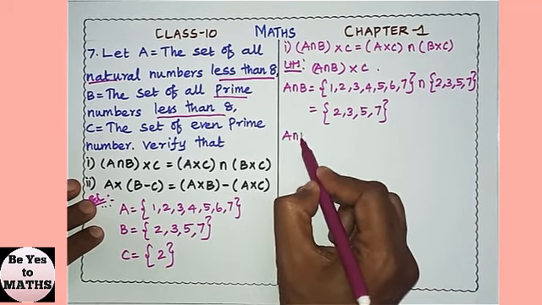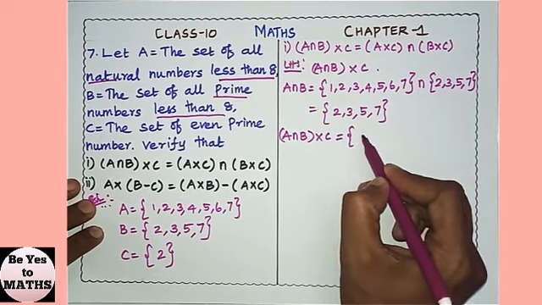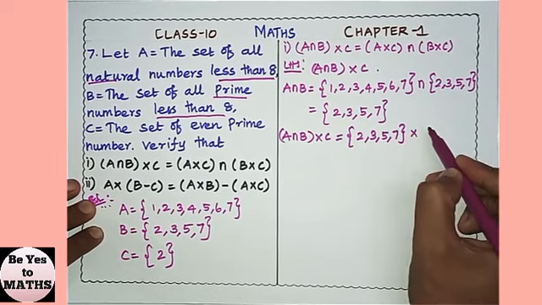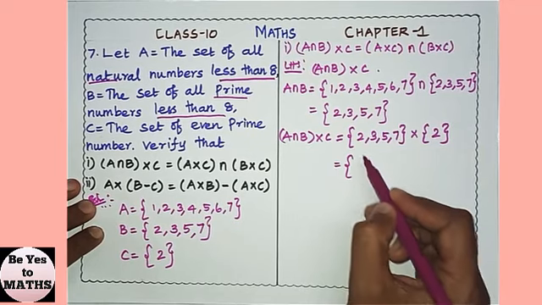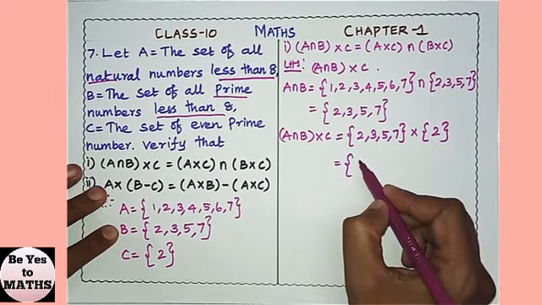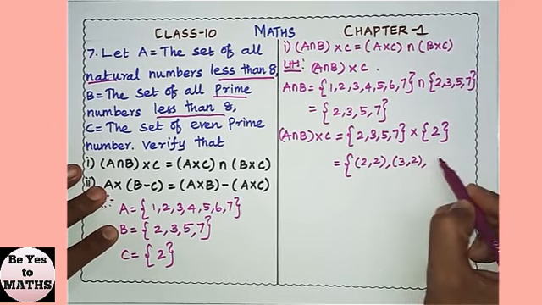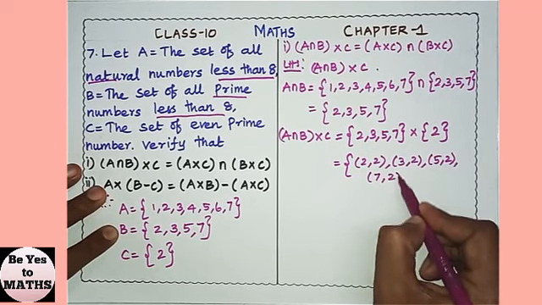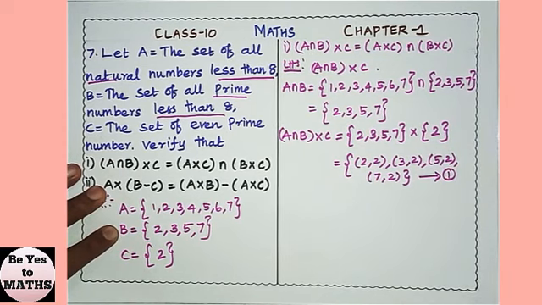Now (A intersection B) cross C we need to find. So A intersection B, 2, 3, 5, 7, cross C set, which is 2. Take 2 from the first set and pair with the other set element. So (2, 2), then (3, 2), then (5, 2) and finally (7, 2). Left hand side is over. Take this as equation number 1.